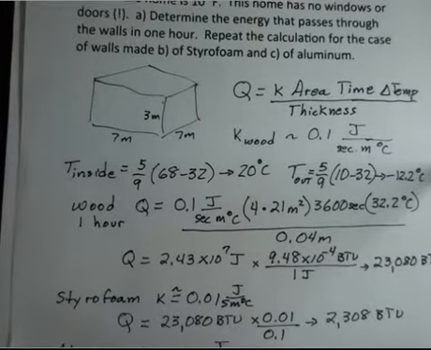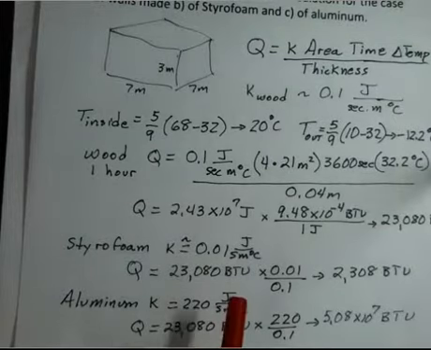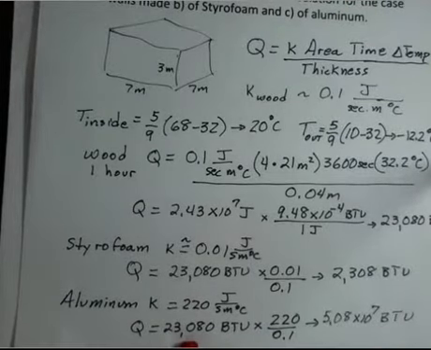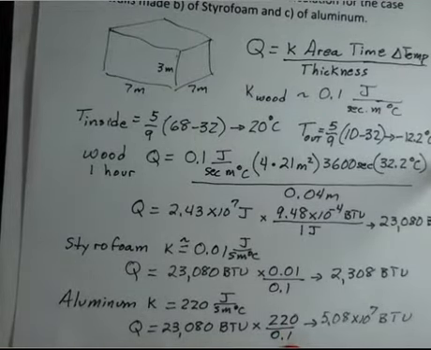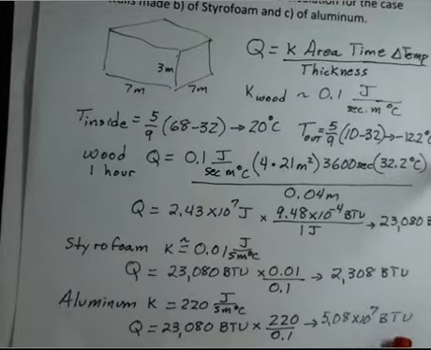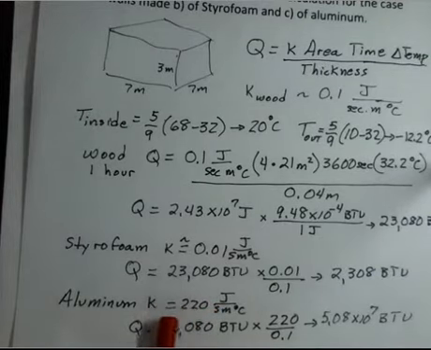What about the aluminum? Well, the aluminum has a much higher K value. The aluminum is 220. So I start with the value for wood for the Q. I multiply by the K for the aluminum. I divide by the K for the wood. And we find 5.08 times 10 to the 7th BTUs. This is why homes do not have walls of solid aluminum. The energy loss is significant. And compared to the wood at 0.1, this is 220. So the ratio of the K, the thermal conductivity here, is over 2,000 higher for the aluminum.